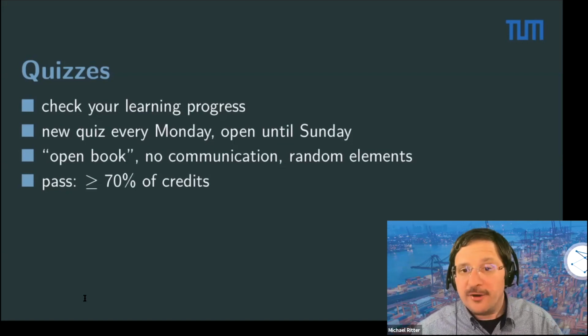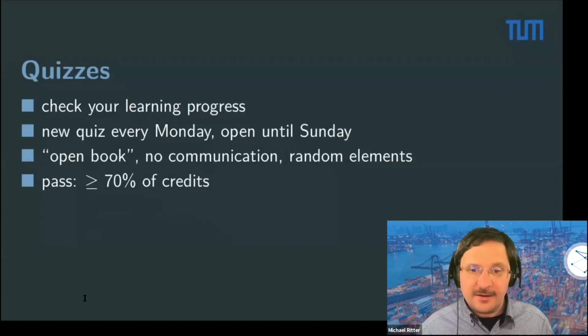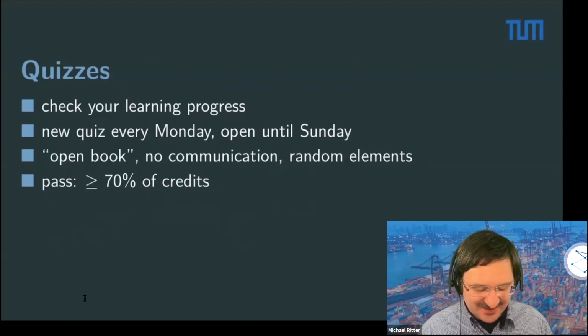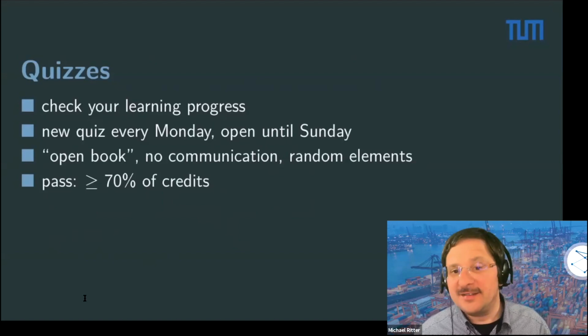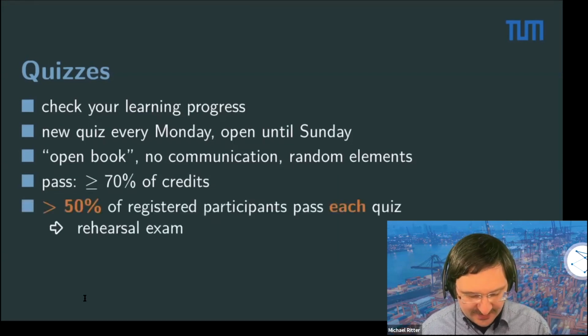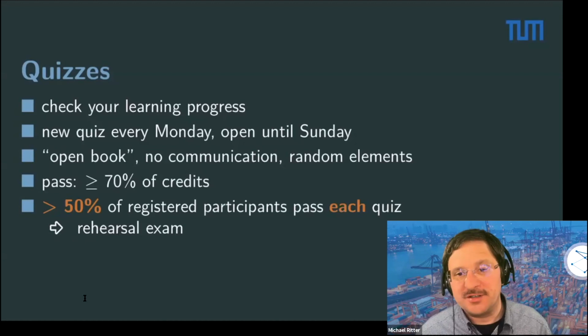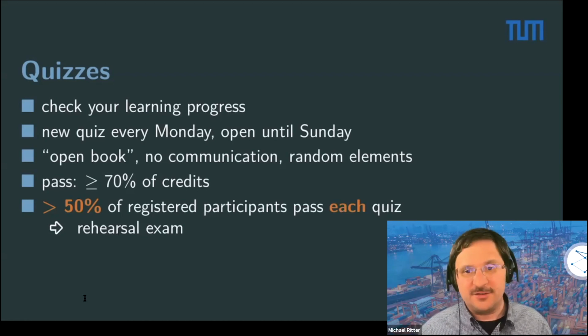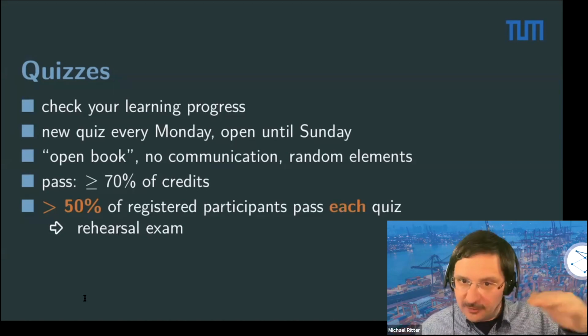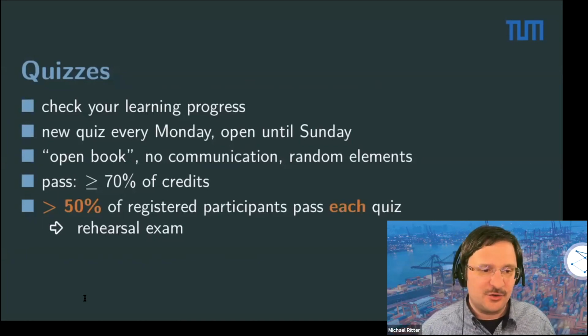And again, we'll incorporate some random elements in the quizzes just to give you more chance at practicing. To give you an incentive of doing the quizzes that hopefully works better than last semester, we count the quiz as passed if you get at least 70% of the available credits. And if more than 50% of registered participants pass each quiz, then I'm going to give you a rehearsal exam at the end of the semester. We do reserve the right to adapt these limits if it turns out those are too high. I already lowered them a little compared to last semester, so hopefully you'll be able to master that this semester.